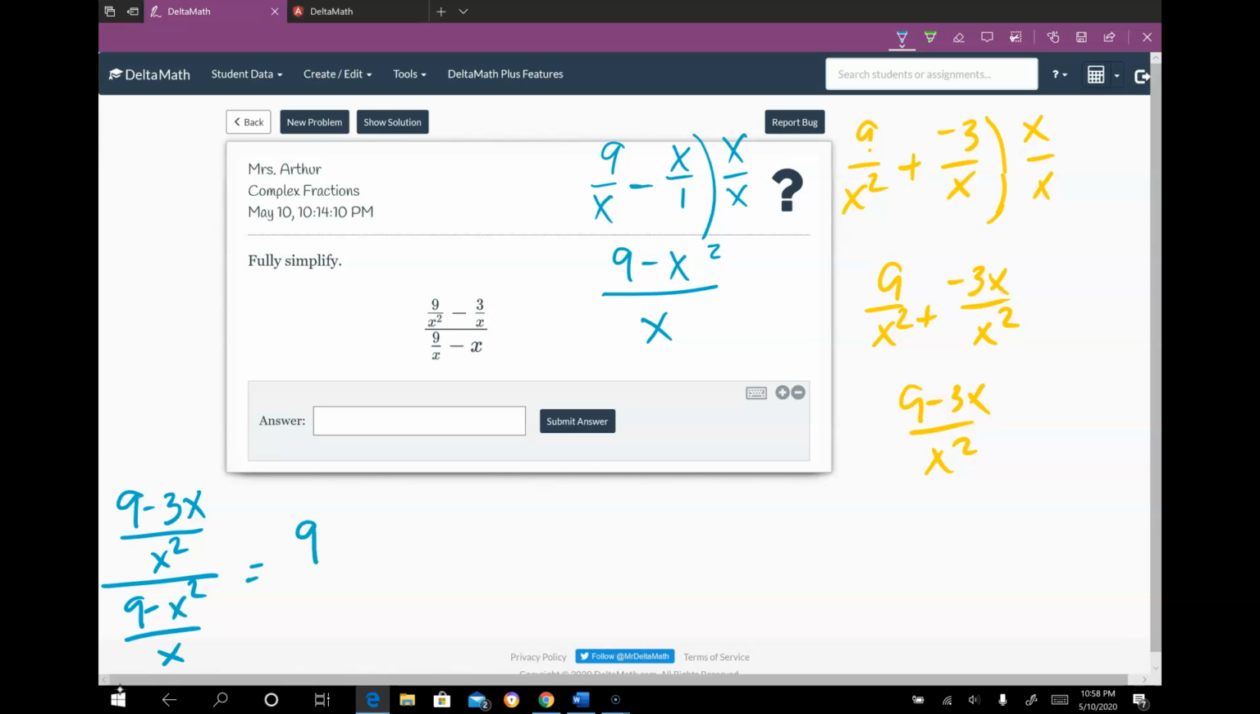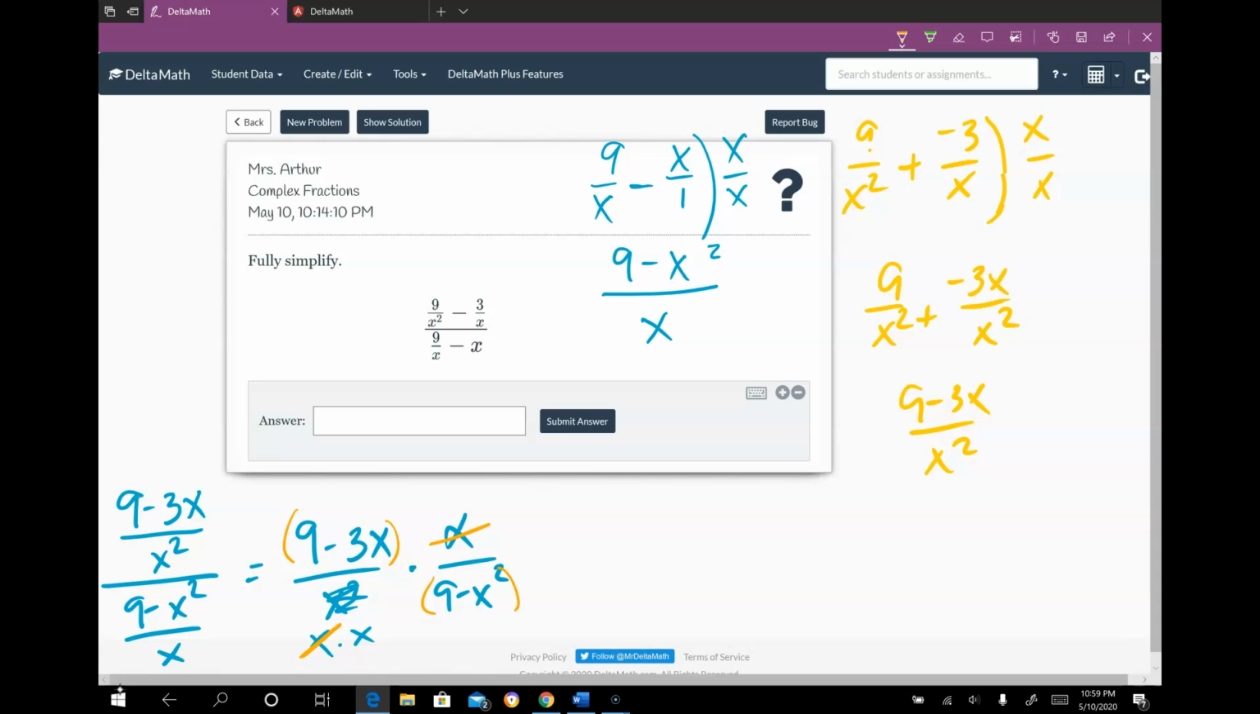Keep, change, flip. Alright, now you do have 1x and then 2x, because this x squared right here can be written as x times x. So we can cancel an x out. Okay, cannot cancel those 9's out because they're the whole factor.